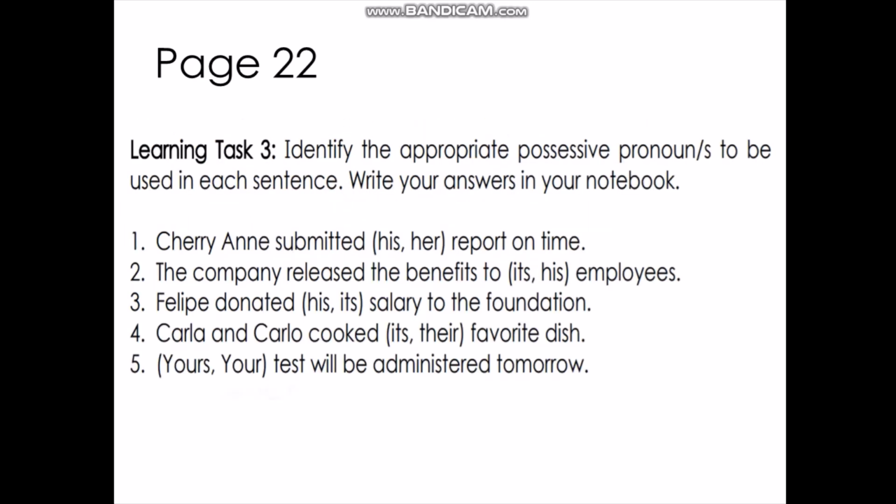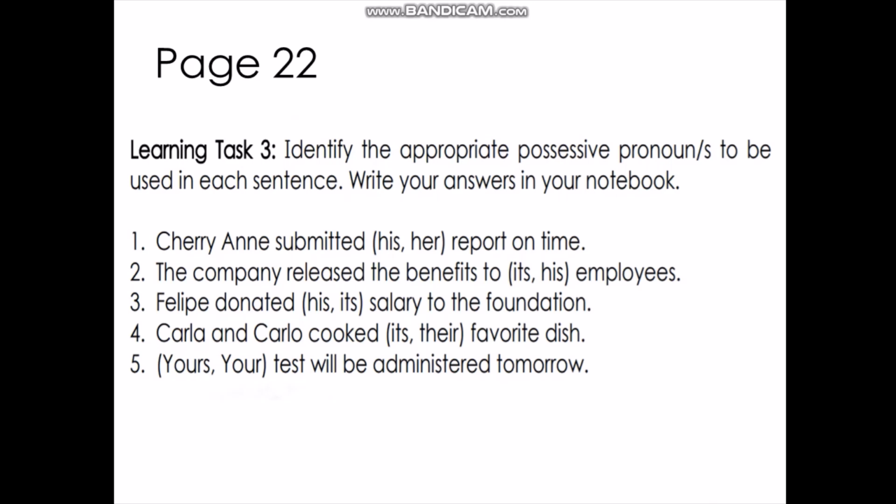Now, let's answer page 22, learning task 3. So, get your paper again, write page 22, learning task 3, and write 1 to 5, answers only. So, what you're going to do is to identify the appropriate possessive pronoun or pronouns to be used in each sentence. So, write your answers in your notebook. For number 1, you just have to choose between the two. So, Cherry Ann submitted his or her report on time.